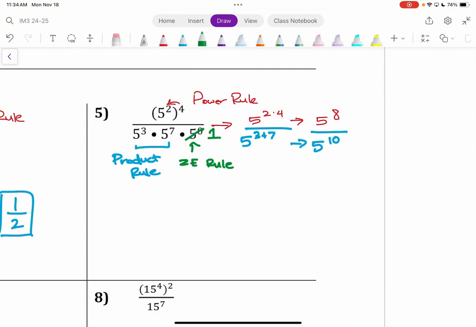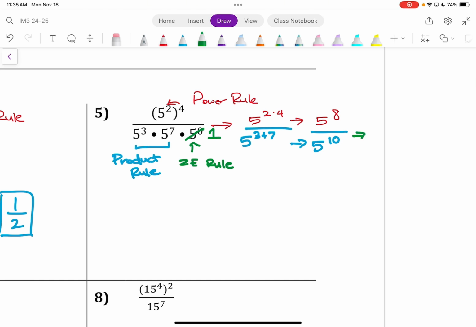What is the name of that final rule where we're dividing the same base? If you're not sure, look through your notes right now. Once again, what is the name of the rule when we divide the same base? Quotient rule. Very good. So the quotient rule tells you the following. It tells you that you can subtract the exponents.